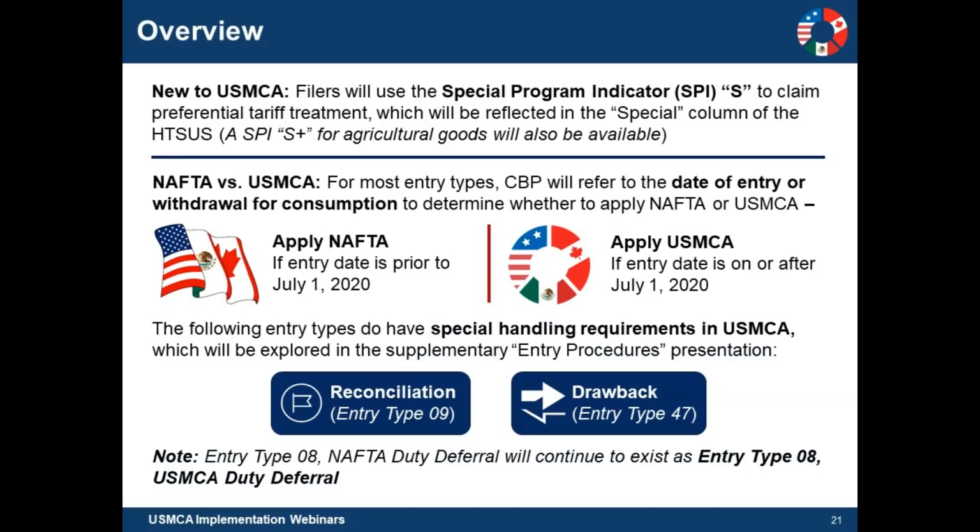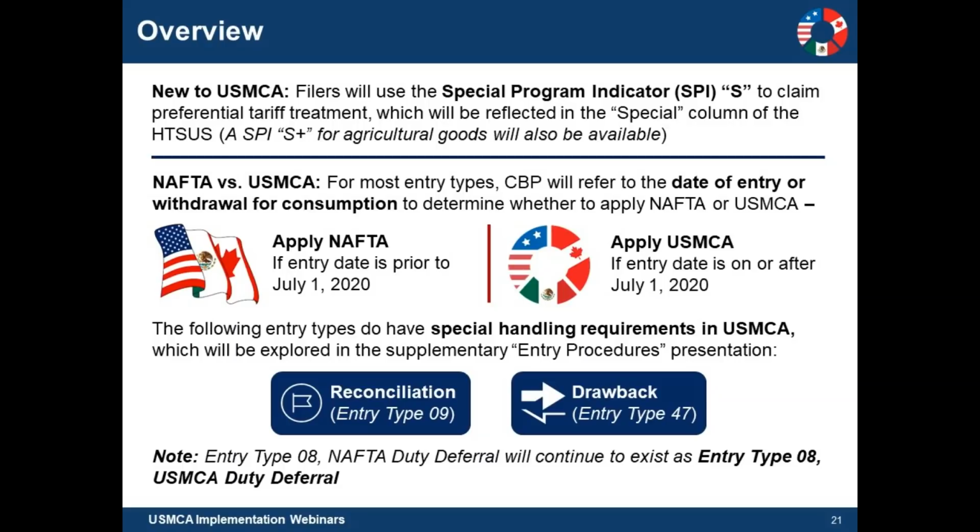A new special program indicator has been assigned to USMCA, and it is the SPI S, as in Sam. Any entry claiming USMCA preference will need to use this SPI S. The HTS-US will be updated effective July 1 with this SPI indicator. So all eligible USMCA tariff lines will have the designated S indicator in the special subcolumn of the HTS-US associated with that entry.